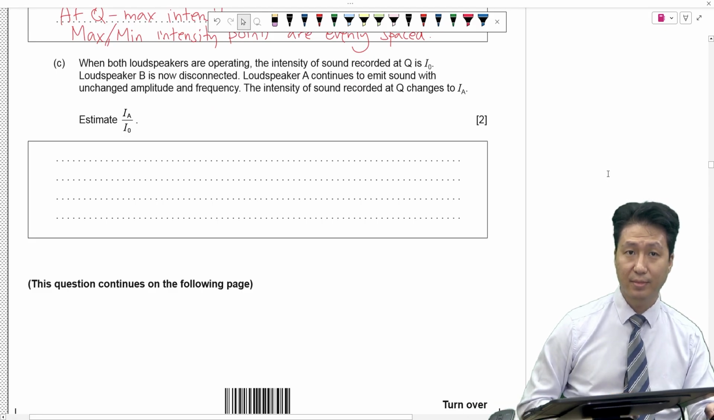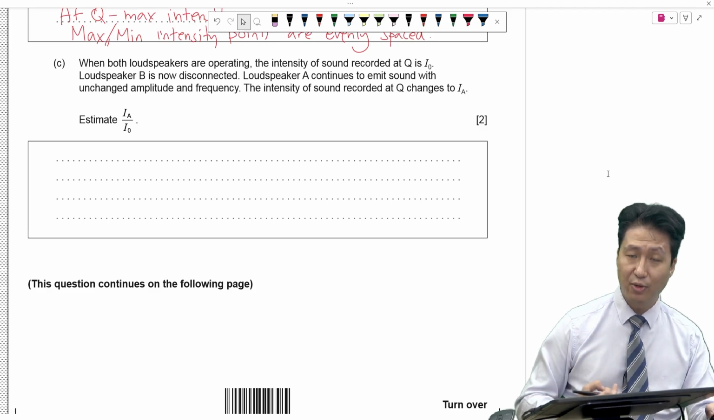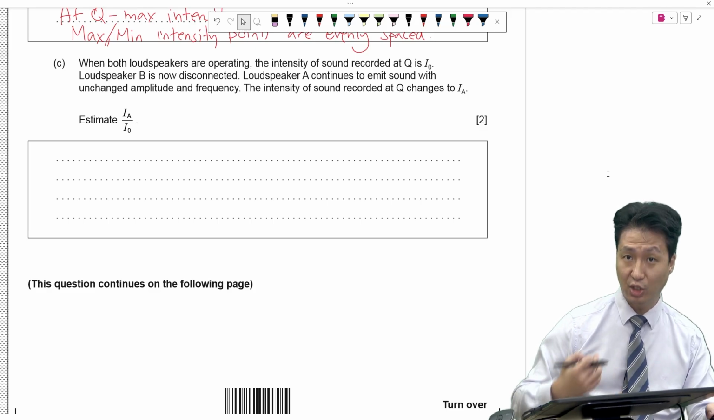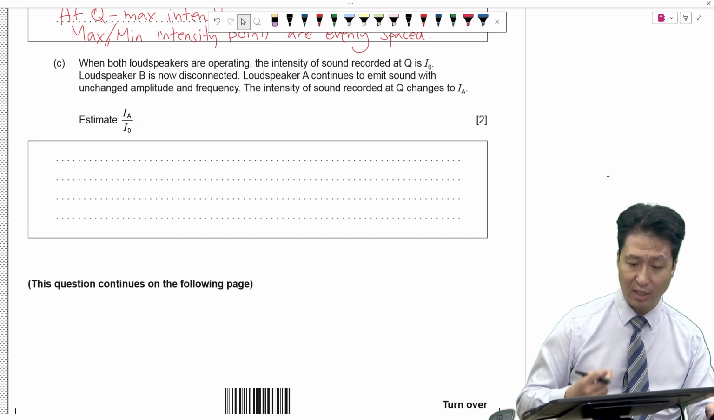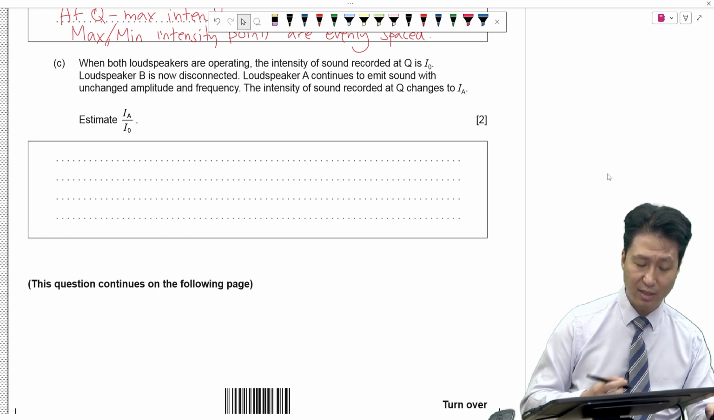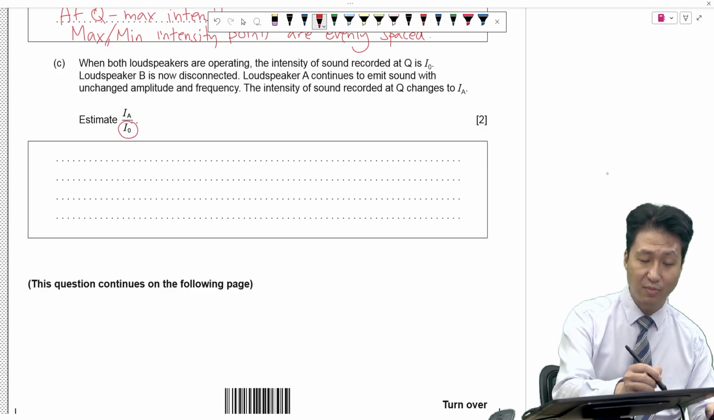Part C. When both loudspeakers are operating, the intensity of the sound received at Q is I0. Loudspeaker B is now disconnected. Loudspeaker A continues to emit sound with unchanged amplitude and frequency. The intensity of sound recorded at Q changes to I sub A. Estimate the intensity of I sub A over the intensity of I0.